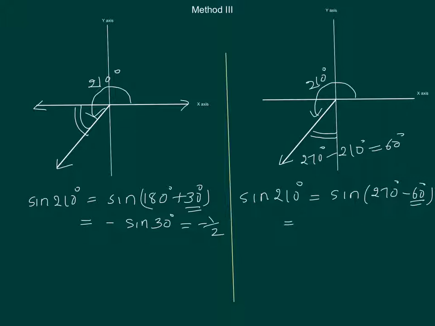So this is equal to, now y-axis is the line of reference for calculating the reference angle. Hence, sine will change to cos of the reference angle, and sine is negative in the third quadrant. So a negative sign, and this is equal to minus 1 by 2.